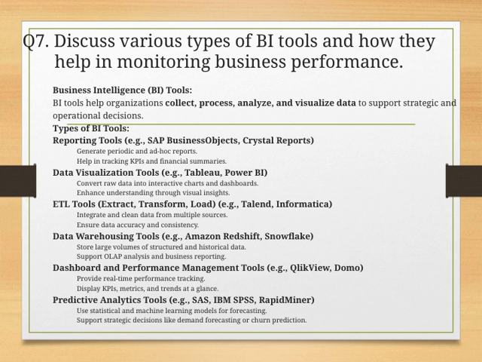These tools provide real-time tracking of performance metrics, displaying KPIs, trends, and other vital indicators all in one place for quick decision-making. Finally, predictive analytics tools like SAS, IBM SPSS, and RapidMiner use statistical models and machine learning to forecast future outcomes. These are invaluable for strategic planning, whether it's demand forecasting or predicting customer churn.